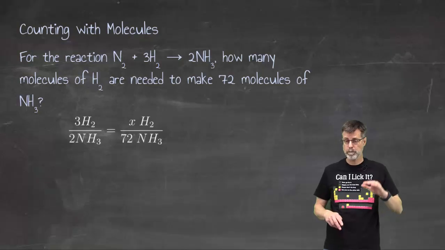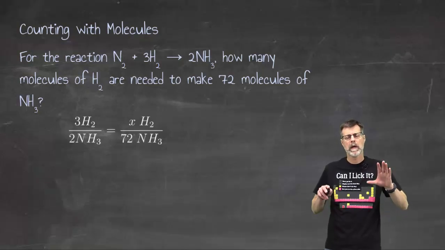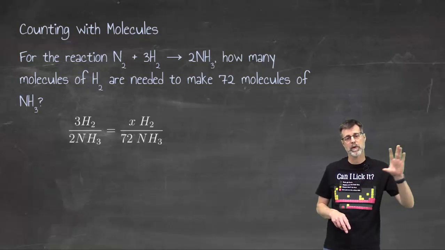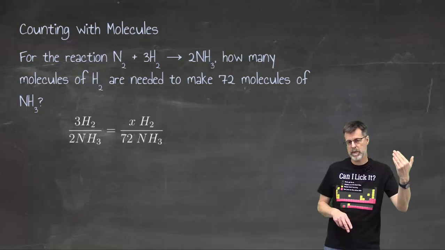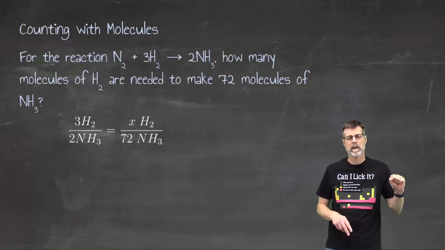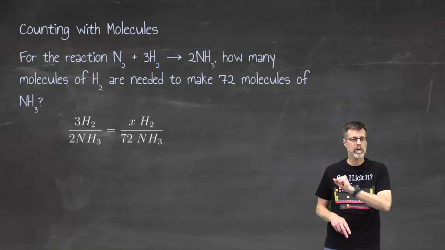I want to point out a couple of things with this ratio though. Number one, it's really important that we get the numbers right. So I put the thing I'm looking for on top. I put the recipe on one side. So the 3 hydrogens over the 2 ammonias, that's my recipe. That's always going to be in a particular spot. The thing I'm looking for goes on top.